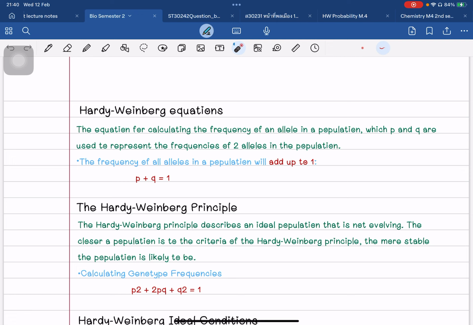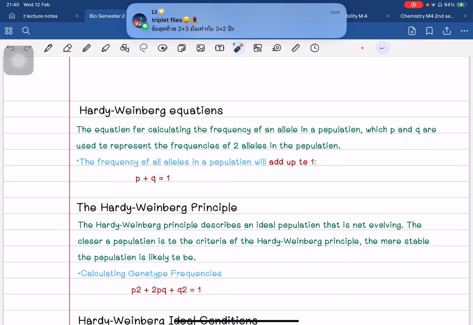Next, we're going to talk about the Hardy-Weinberg equation. The equations for calculating the frequencies of alleles in populations.